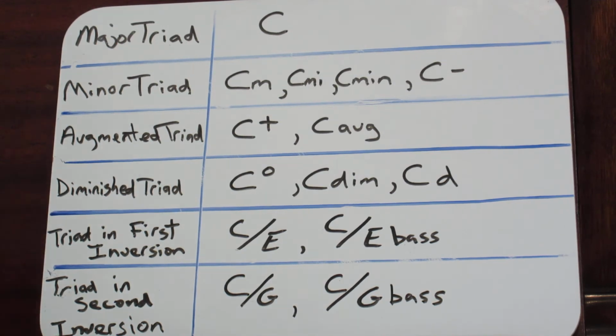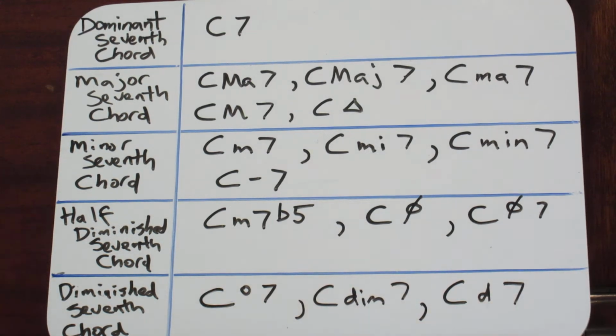Okay, that takes us to seventh chords. As we discovered, there are 5 types of seventh chords. I put them in this order: dominant seventh, major seventh, minor seventh, half diminished seventh, and diminished seventh.